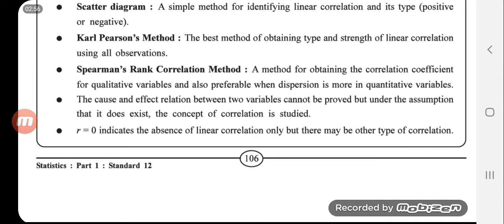Next, the cause and effect relationship between the two variables cannot be proved. We cannot say whether one is the cause and the other is the effect, but on the assumption that it exists we can clarify the concept of correlation.